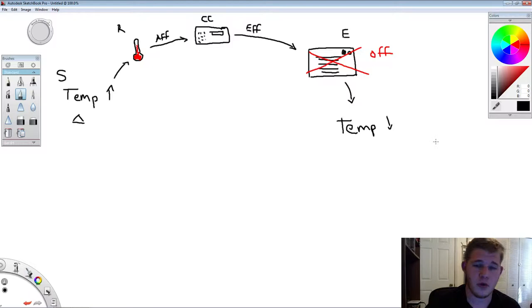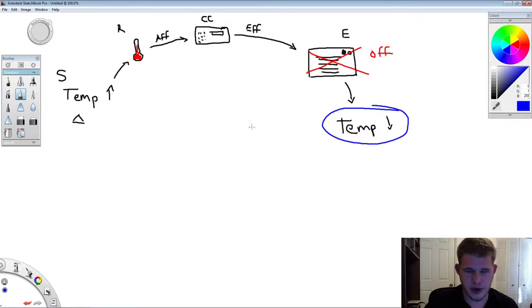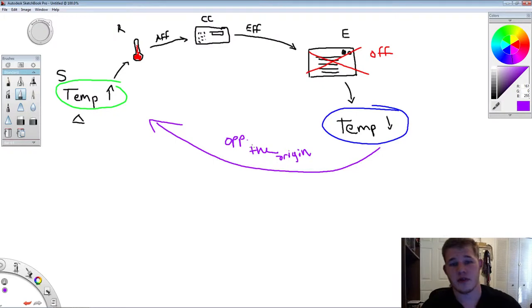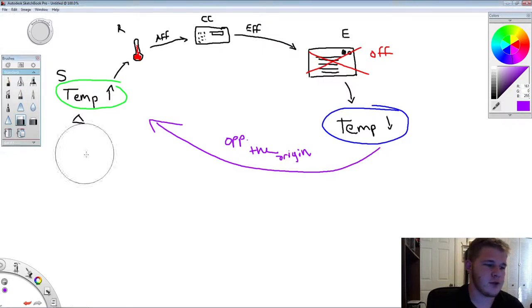Notice, this is the whole point of why I restated everything, is that the temperature here going down is going against the original stimulus. This is why it's a negative feedback mechanism. This is the original thing, and this is what's going to happen after the whole thing starts. So this change here is opposite the original stimulus. So that's important. Remember that. What happens with the effector, the response, is going to go against the stimulus, the original change, right? So, save that if you want.